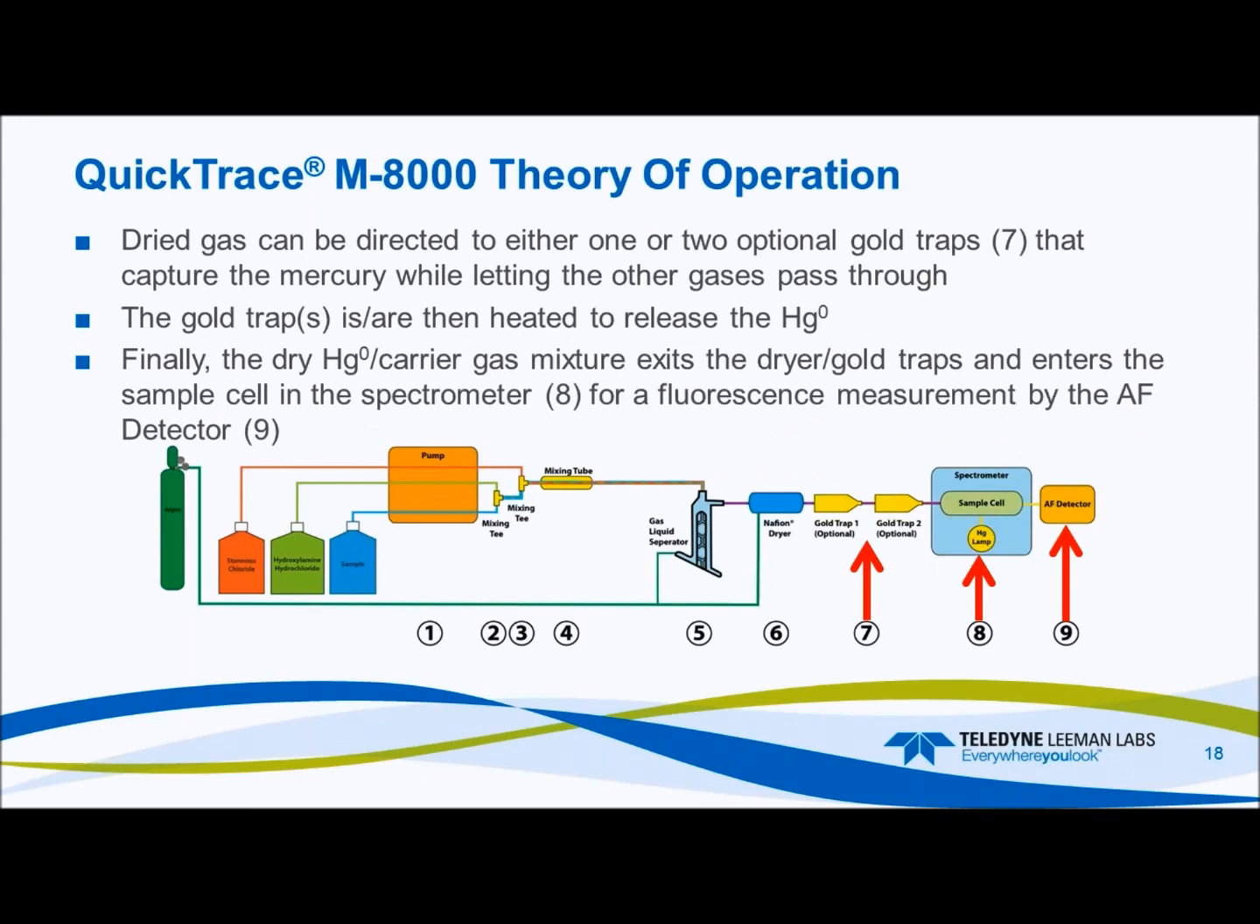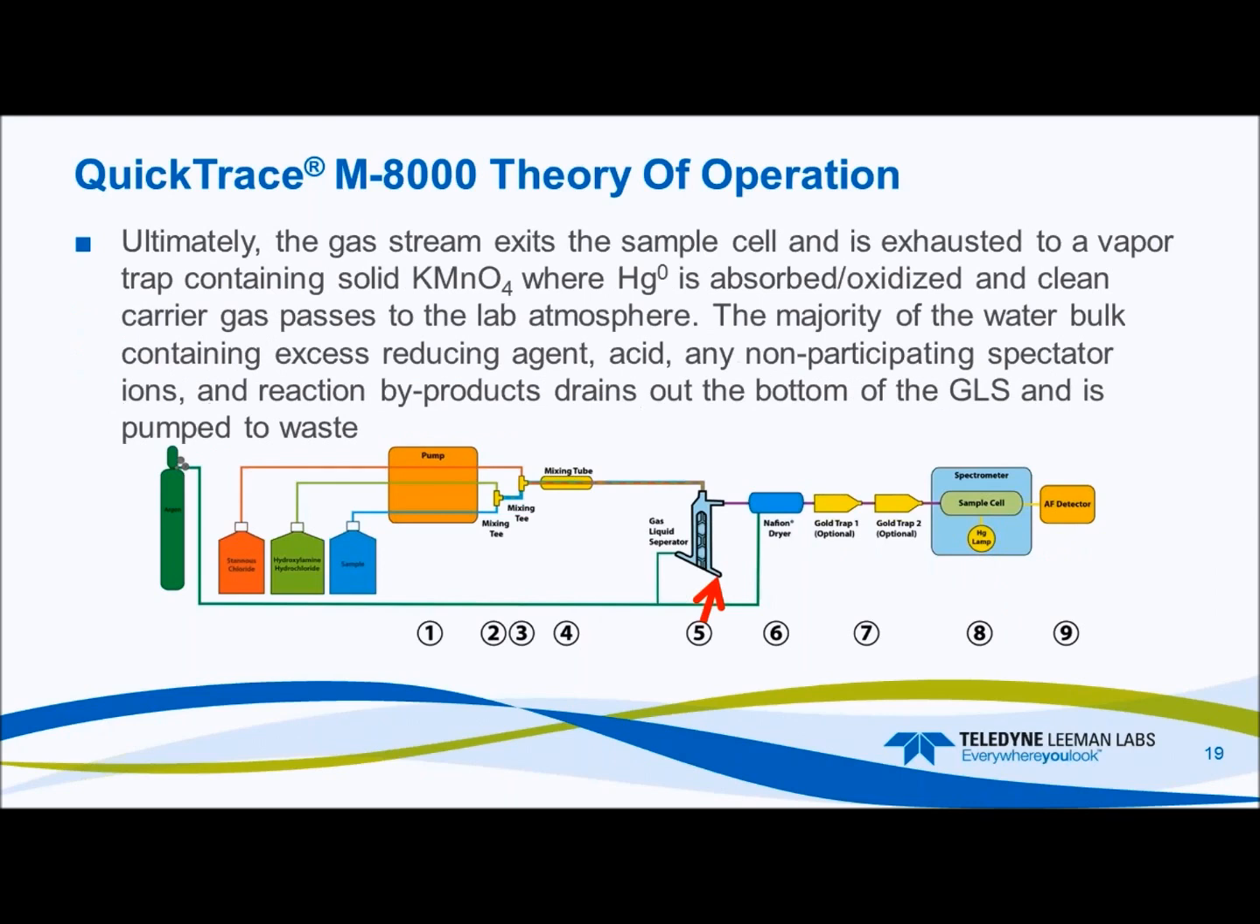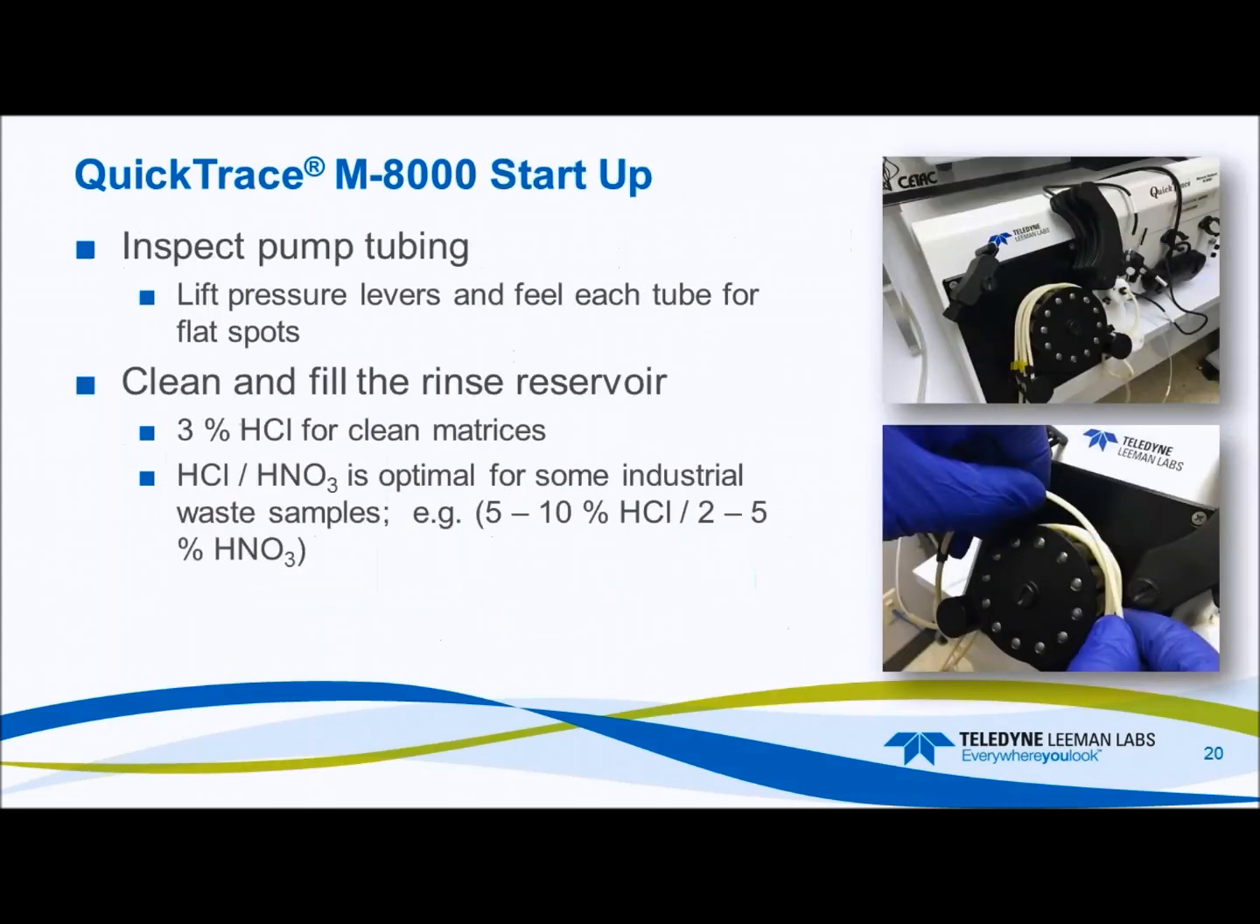Once it hits the Nafion dryer, the dried vapor, which is mercury and argon gas, goes off to the gold trap where the mercury is collected, and any byproducts are sent through the gold trap and go off to waste, and then it's measured by the atomic fluorescence detector. Ultimately the gas stream exits the back of the instrument, and we collect it in a potassium permanganate trap. You can also vent it off into a hood or whatever you want, but once it exits the permanganate trap, it's basically clean argon gas into the laboratory, and then the byproducts are drained out and off to the waste.